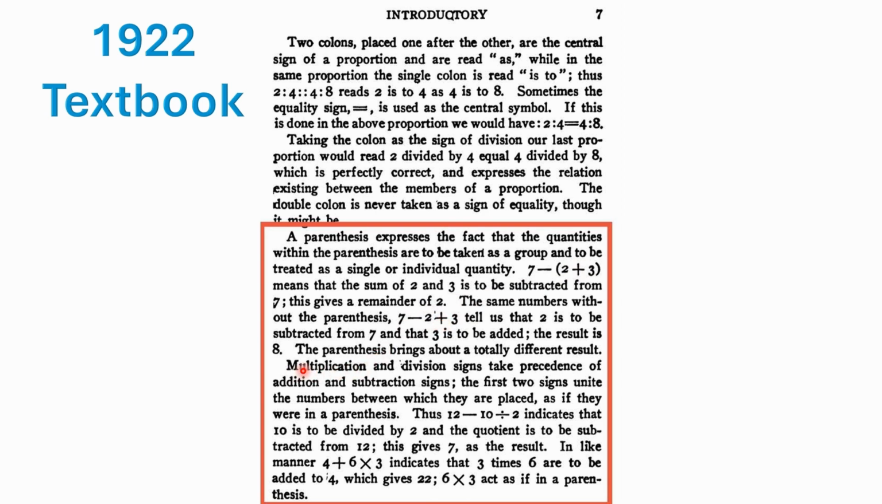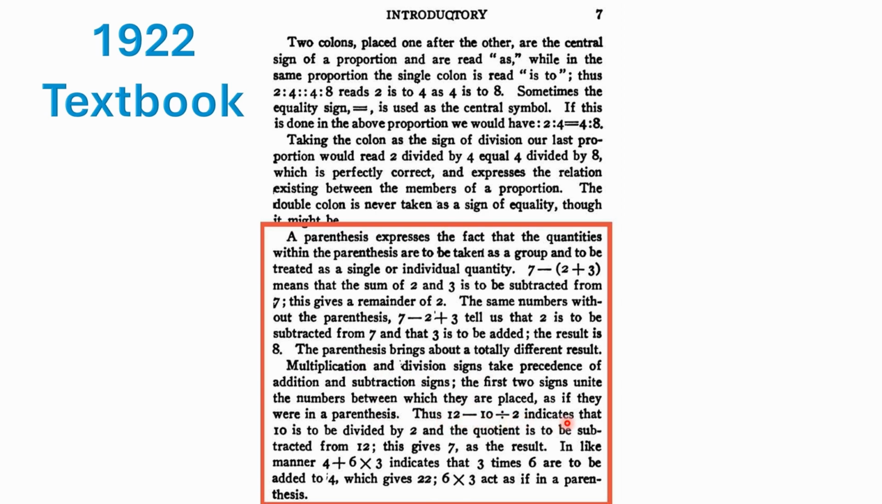So the other point being made is that multiplication and division signs take precedence over addition and subtraction signs. And you'll have to excuse me, the way the English is written here, it's a little different. But hopefully the point is still being made. The first two signs unite the numbers between which they are placed, as if they were in parentheses. So what they're trying to tell us is, and this is where I think a lot of older people are getting confused, they're thinking that you're being told here that multiplication and division signs already take precedence over addition and subtraction, but they make this point in here, as if they were in parentheses, which I think is confusing people. Now, parentheses are meant to highlight and give higher precedence, but they're also telling us that multiplication and division already have precedence.